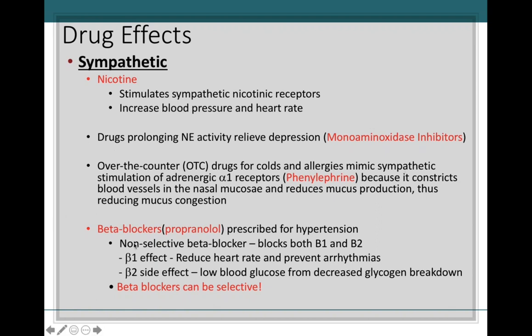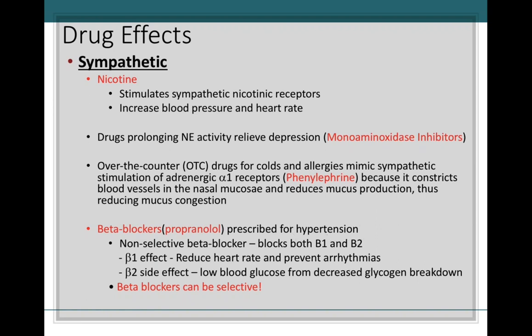Our last class of drugs are known as the beta blockers. And the one example of a beta blocker that I would put on your test if I ask you a question about this one will be propranolol. So beta blockers have a lot of efficacy in lowering blood pressure. And this is why they're often prescribed for hypertension, and hypertension just refers to high blood pressure.